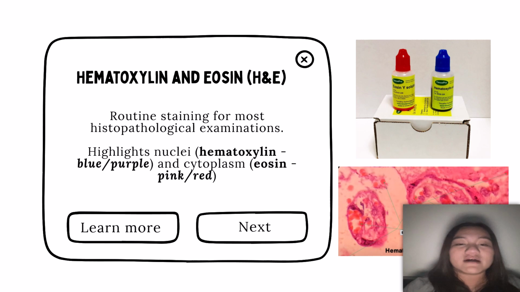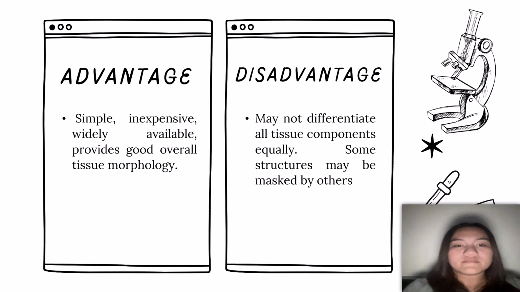We use hematoxylin to highlight nuclei as blue or purple stain, and cytoplasm using eosin to have a pink or red stain. The advantage of H&E is simple, inexpensive, and widely available, and it provides good overall tissue morphology, while it also has a limitation because it may not differentiate all tissue components equally because some of the structures may be masked by others.